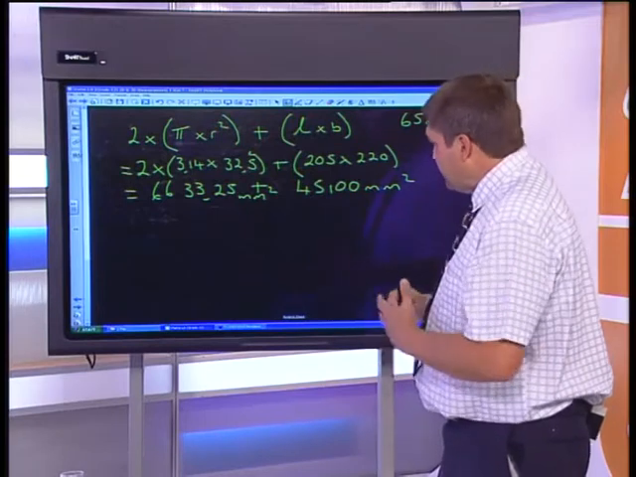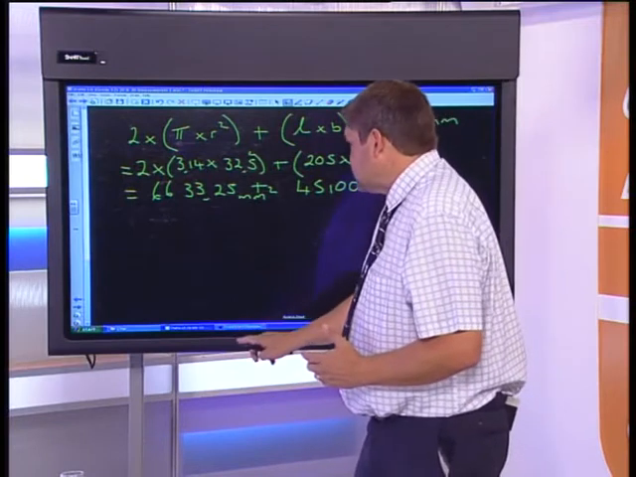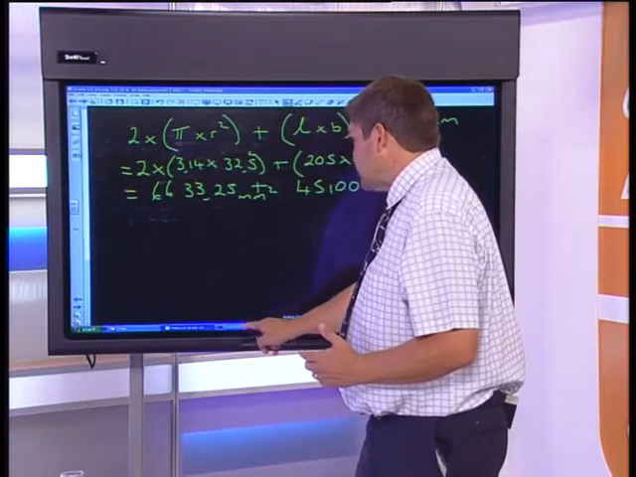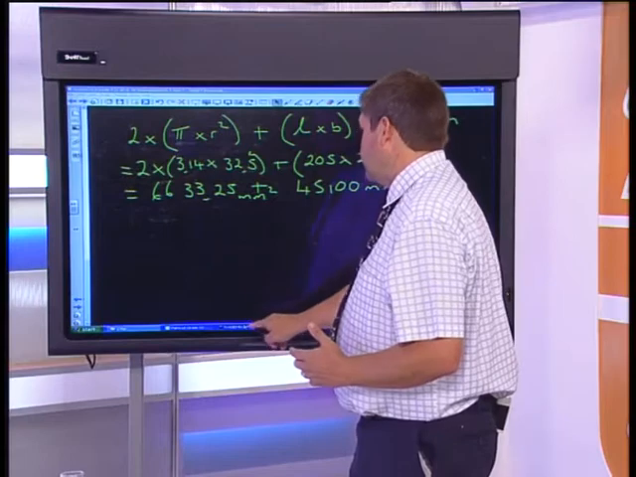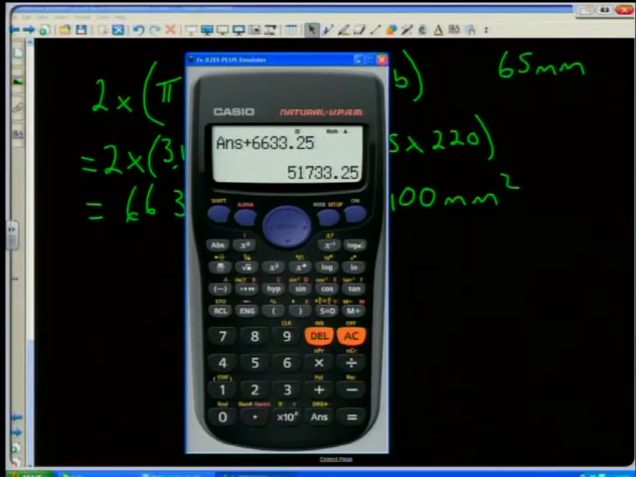So here now I have this 45,100. To that I've got to add 6,633.25, which means my whole surface area is 51,733.25. Okay, let's write that down: 51,733. Okay, let's just get rid of that again.